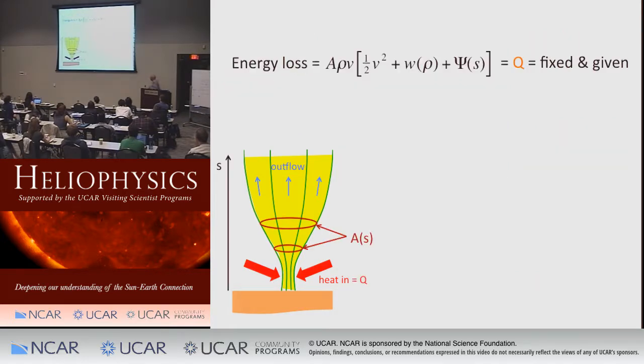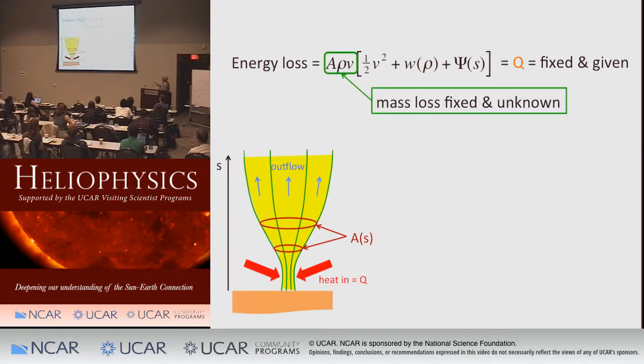So the way to understand this mathematically, the energy loss rate. As I said, I'm going to throw away the idea of radiation being lost, and I'm going to gather together the cross-sectional area of this outflow times the mass flux, rho v. That's just the number of grams per second leaving this funnel, this tube, times the energy per gram, which is 1/2 v squared. This is the kinetic energy. There's the internal energy, the enthalpy, and there's the gravitational potential energy. This is the amount of energy being lost, and it has to balance the amount of energy coming in. If the heat in is Q, then this heat out must be Q. The question is, what does that do? Well, this mass loss is fixed as well.